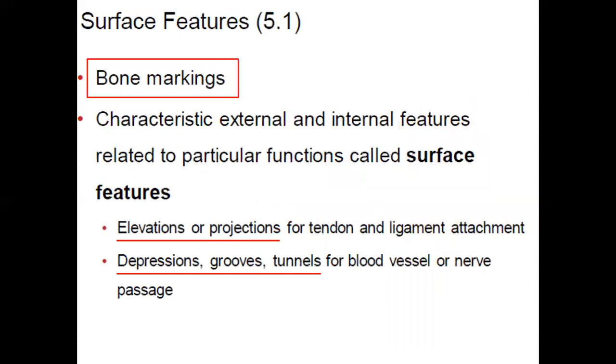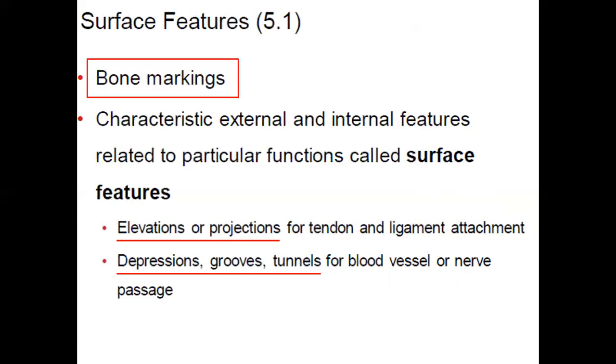Now, bone markings, this is what makes bone difficult, I think. They're just characteristic external or internal features of bones that are related to a specific function, like elevations or projections. So take a look at anywhere on your body where you can feel a bony projection, like you can feel some sticking out in your wrist, in your elbow. There's some kind of bony projections or elevations in a bone.